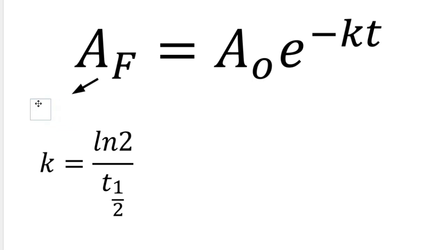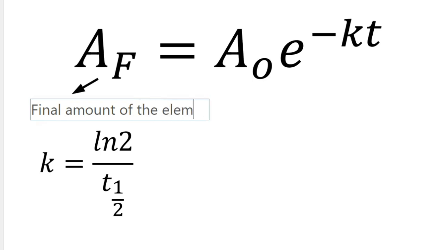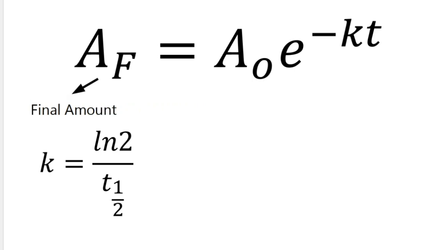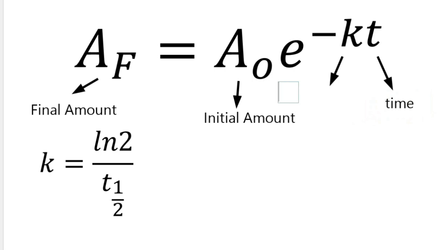So, this is going to be the final amount of the substance. Let me just write final amount for this one. This A sub 0 is going to be the initial amount of the substance. We all know that certain elements undergo radioactive decay, and to calculate that we need to use this equation. T is time and this k is going to be the rate of decay.